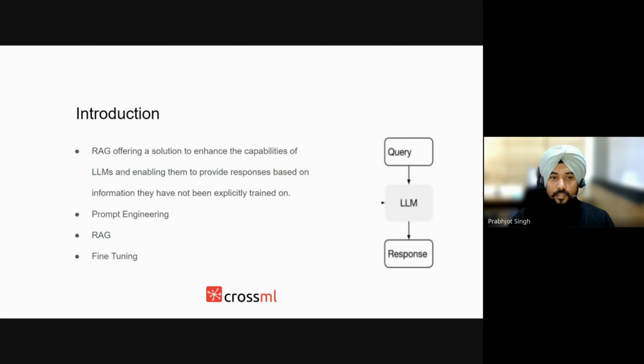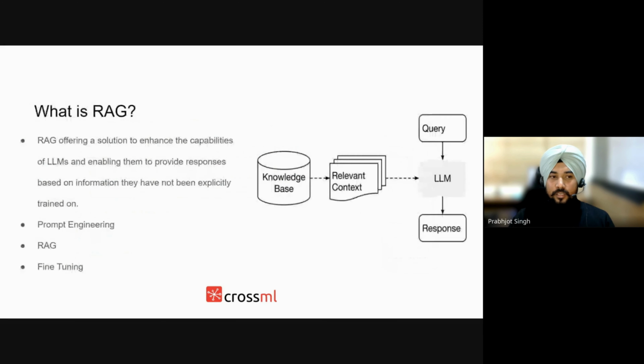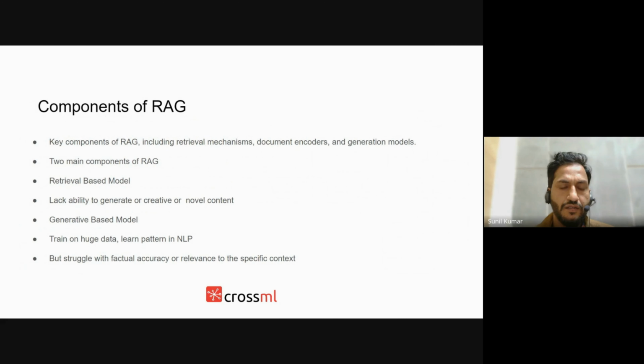Okay. Great. So the key components of RAG include document encoders, generation models and retrieval mechanisms. Can you give us an overview of that also? Yeah, there are two main components of retrieval augmented generation: one is the retrieval based model and the other is the generative based model.